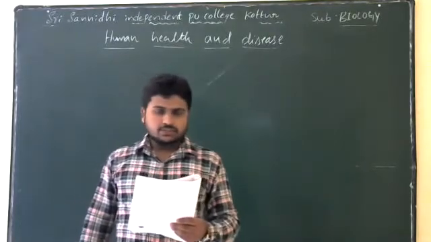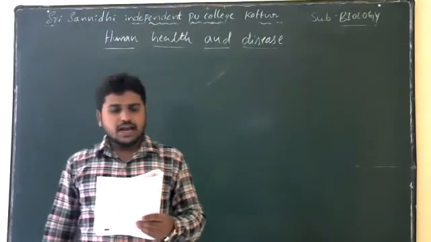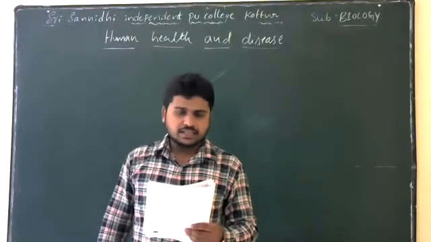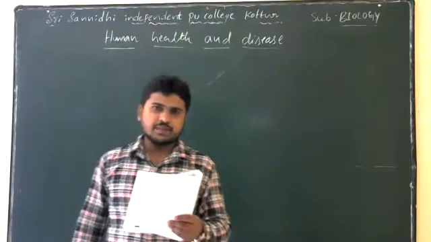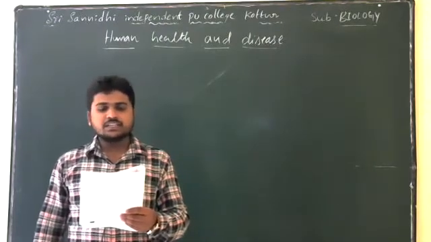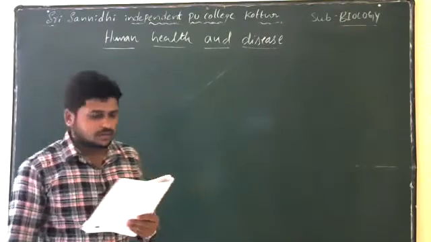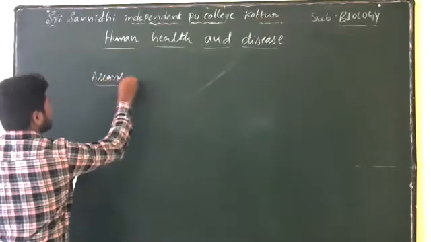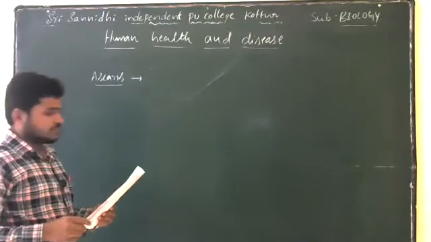2014 CET question. First question: internal bleeding, muscular pain, blockage of intestinal passage and anemia are some of the symptoms caused due to infection by which organism? These are the symptoms given. Internal bleeding means it is an intestinal parasite. Muscular pain, and blockage of the intestinal passage leads to an anemic condition. So these are the symptoms caused by the helminth, that is the ascaris.